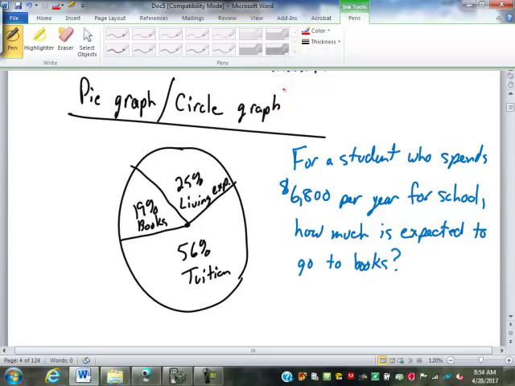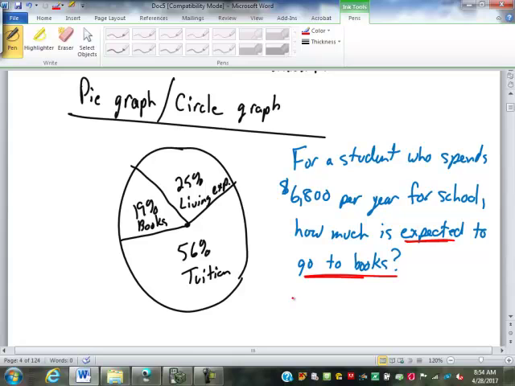Now, one of the keywords there is expected, by the way. We have to say how much would you expect them to spend on books, or how much is expected to be spent on books, because these are averages. Not every student spends 19%. Some might spend 8%, some might spend 30% on books. It's an average. But on average, how much do we expect them to spend on books?